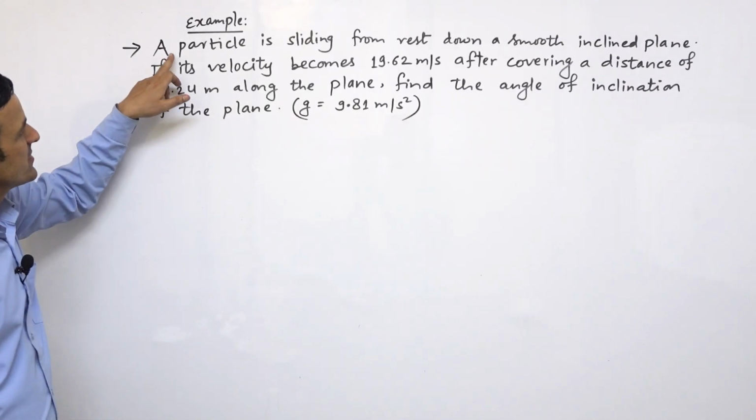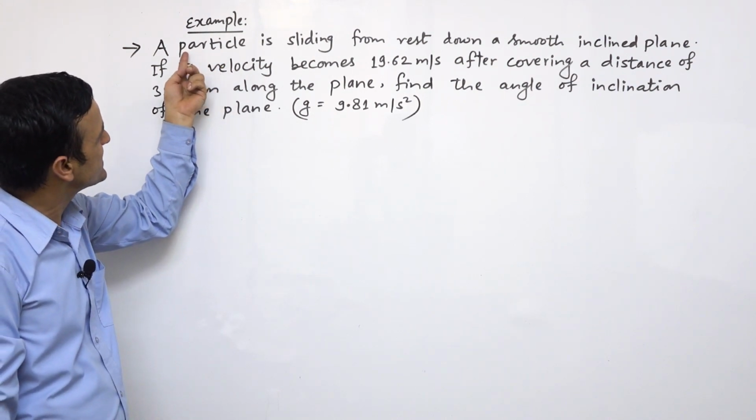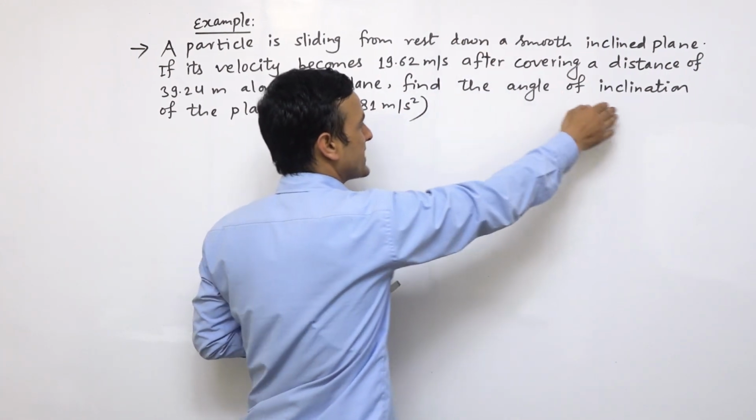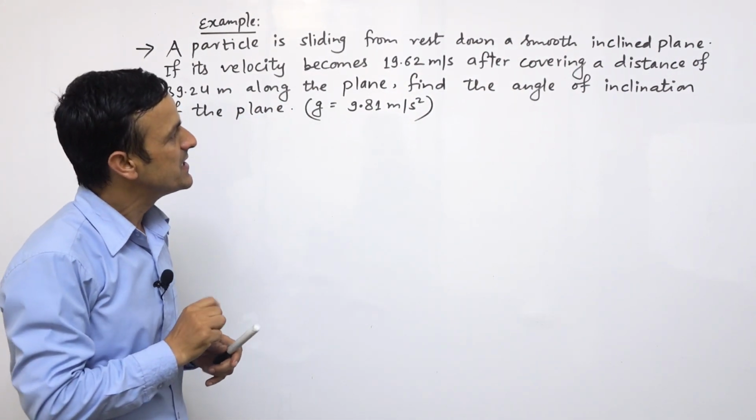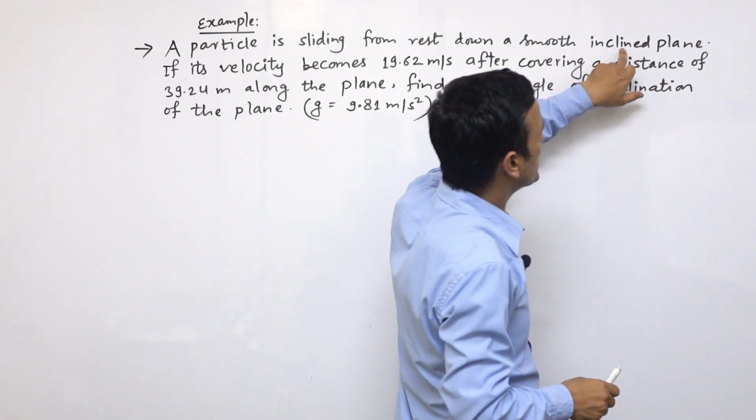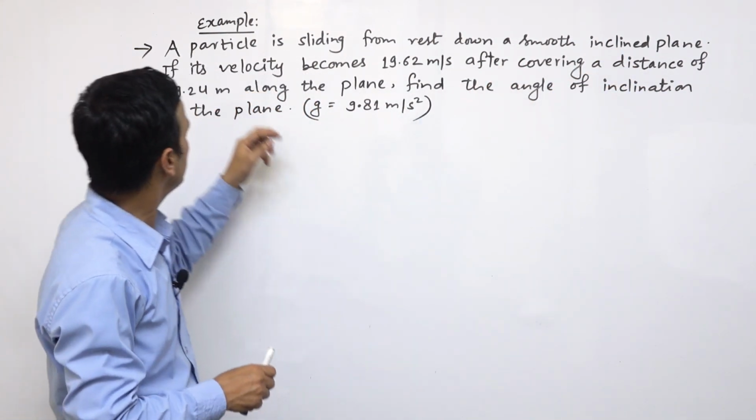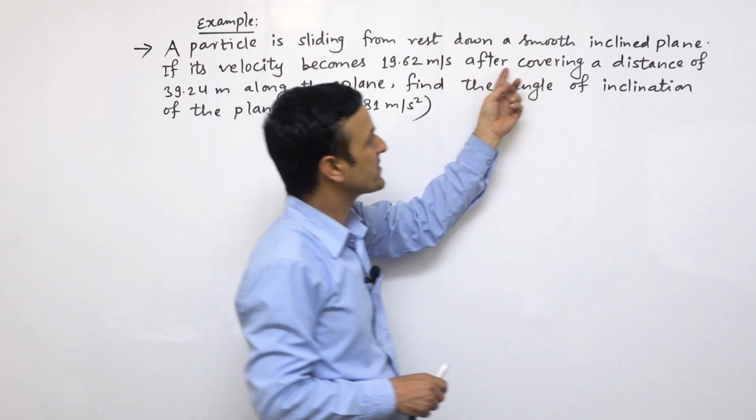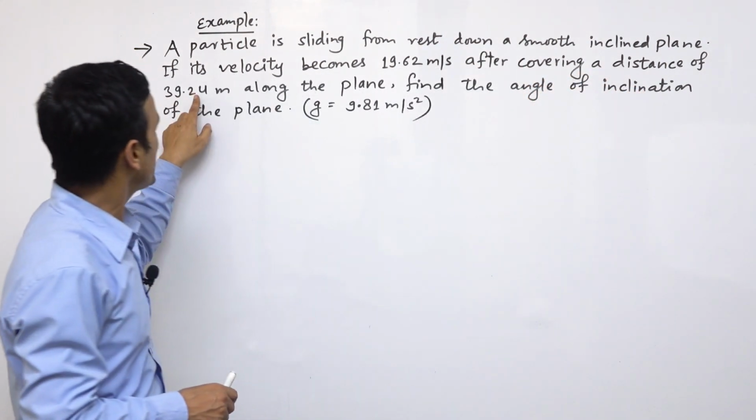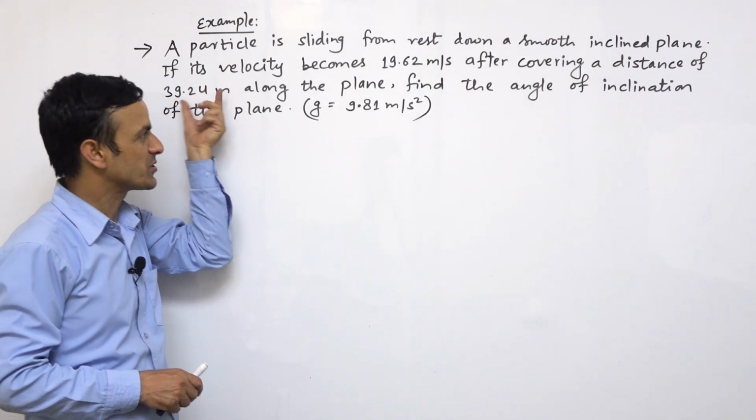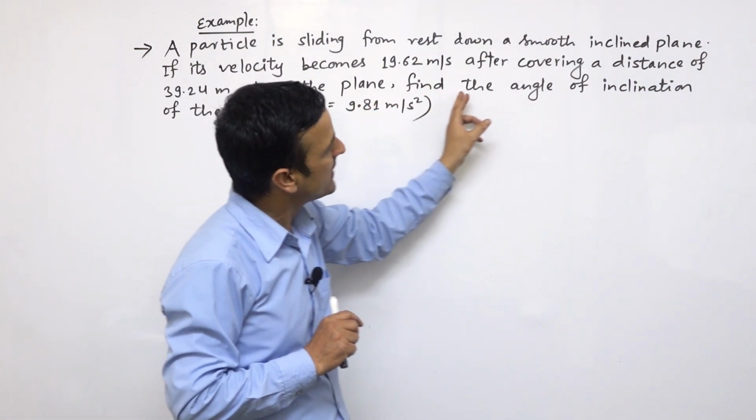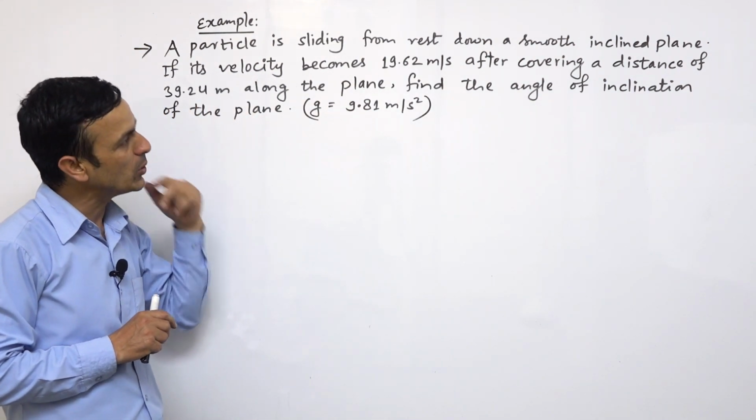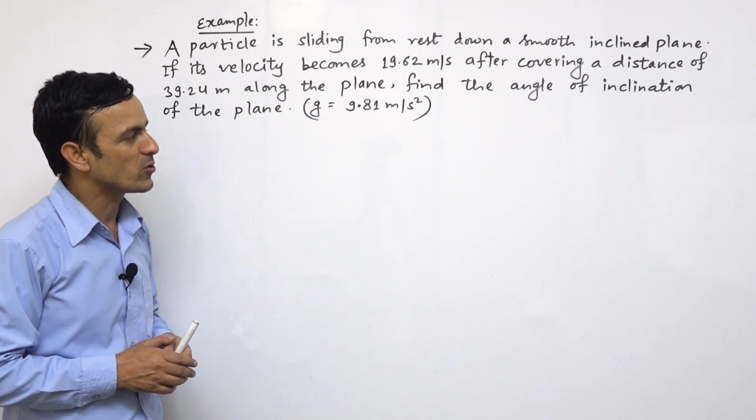Okay, now the turn of this question, and question is, a particle is sliding from rest down. Particle is sliding downward, माथिबाट तल downward slide भएको छ, and it is the question related with inclined plane. So question is inclined plane over there. If its velocity becomes this one, यदि यसको velocity यति छ भने after covering a distance of 39.24 meter, यति मिटर यसले कभर गरेको छ भने along the plane मा, find the angle of inclination of the plane. र plane मा बनेको इक्वेसन, त्यो plane को angle of inclination कति छ त्यो निकाल्नु पर्ने छ.